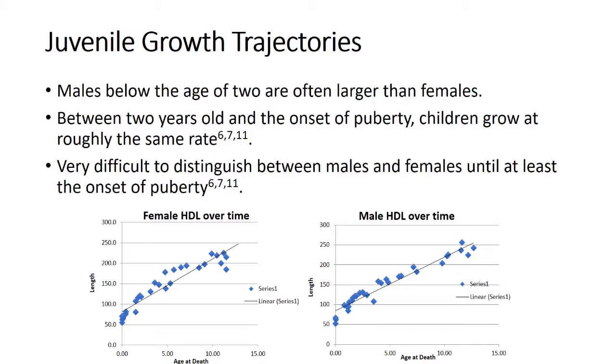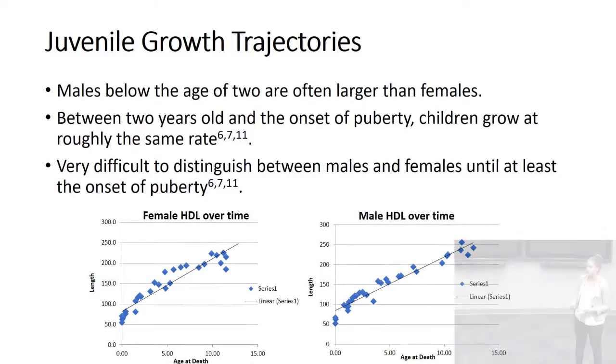The reason for this is because boys and girls grow at a very similar growth trajectory. So here in these two graphs, we have graphs for the growth of the humerus length in both boys and girls, and you can see that they're both very similar. As such, it's very difficult to actually be using methods for juvenile sex estimation, just because they're so similar throughout growth.